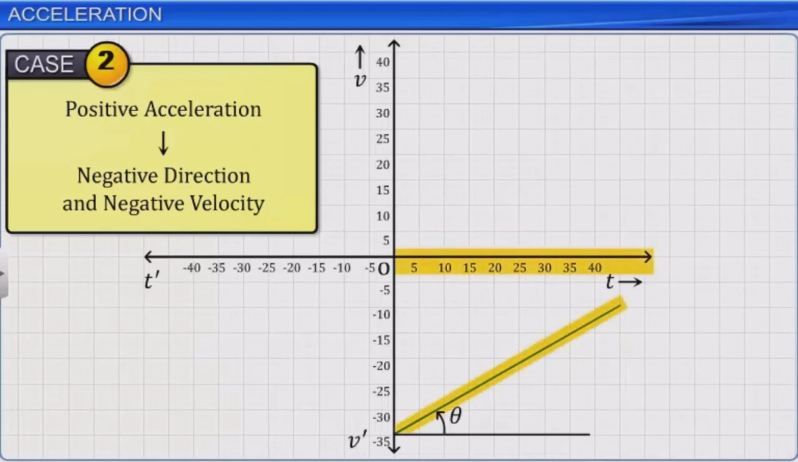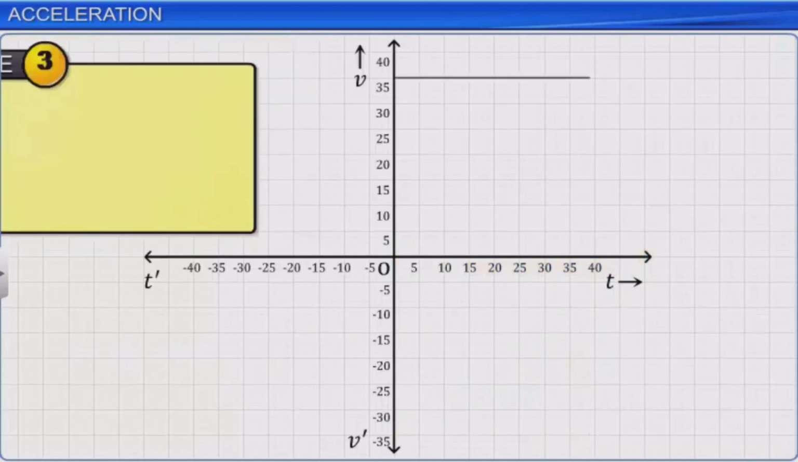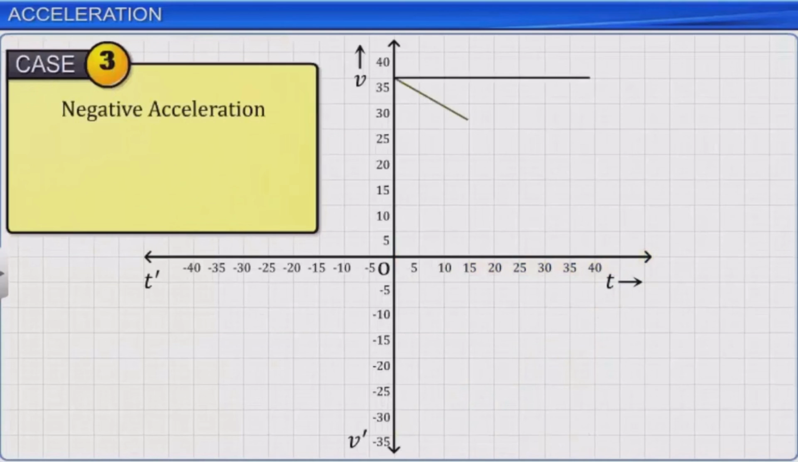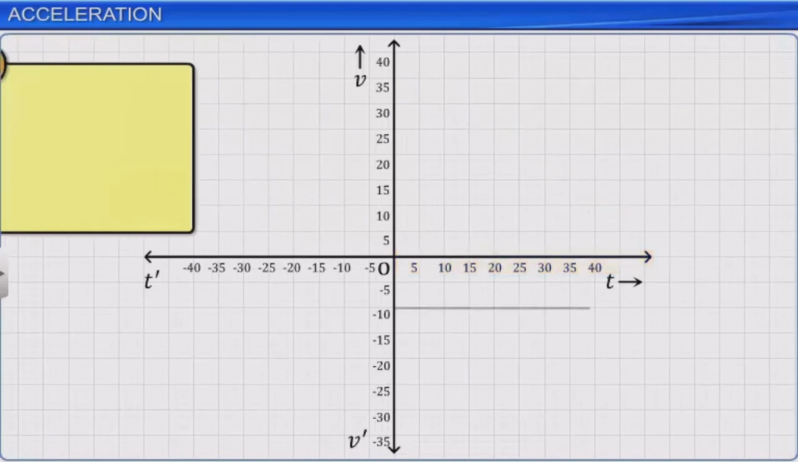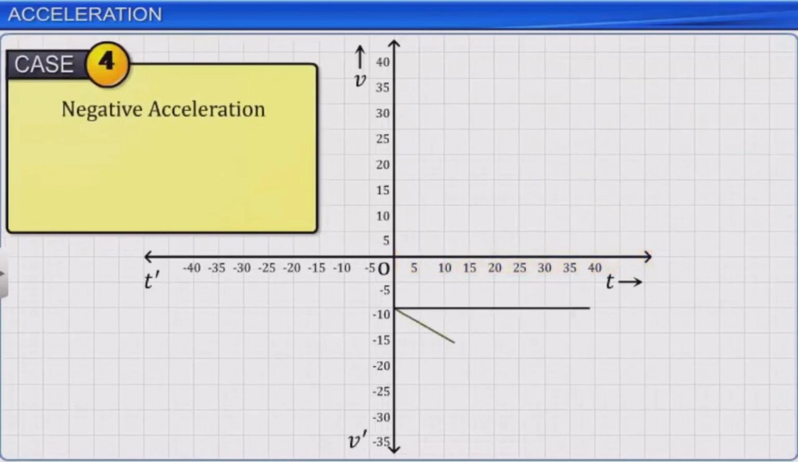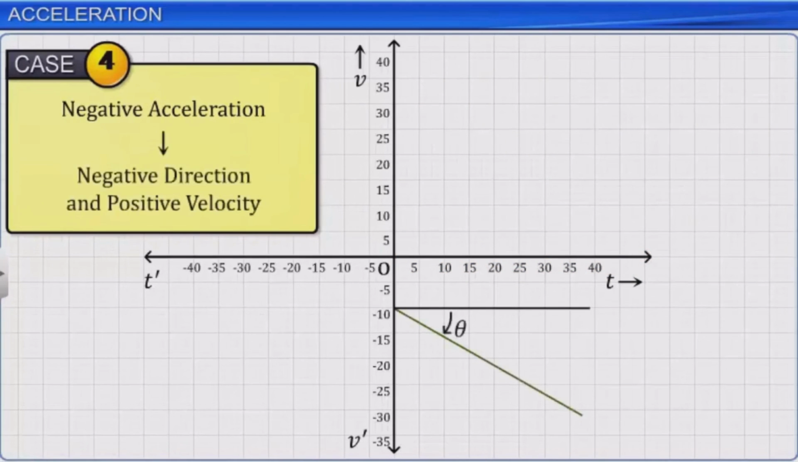Body with negative acceleration, that is, positive direction and negative velocity. The graph is an inclined line above the x-axis with downward inclination. Body with negative acceleration, that is, negative direction and positive velocity. The graph is an inclined line below the x-axis with downward inclination.